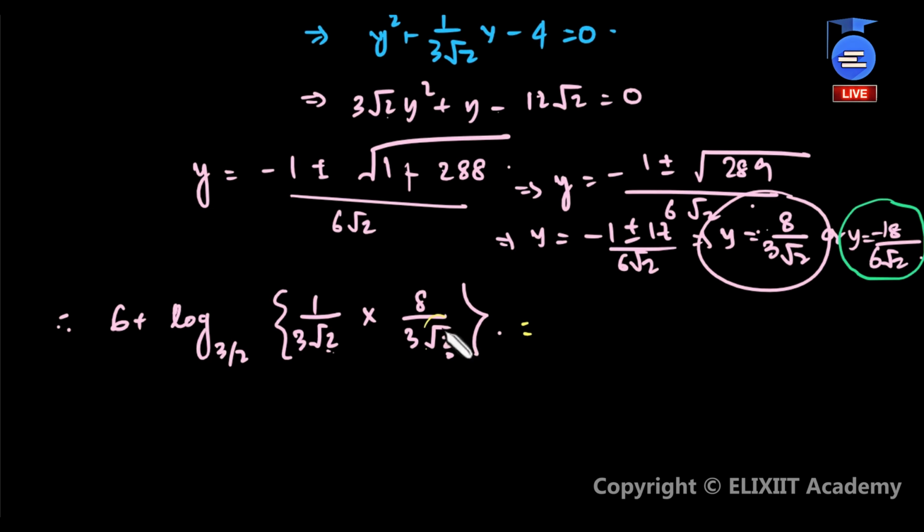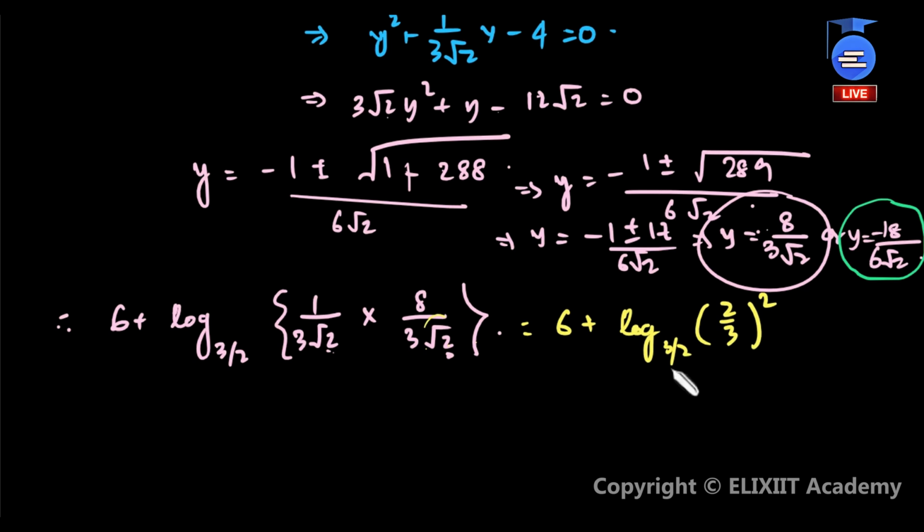Cancel out 2 into 2. Root 2 into root 2 is basically 2, and this will cancel out with 4. So this thing will become 6 plus log base 3 by 2, of 2 by 3 whole square. So this will become 6 plus log of 2 by 3 whole square, base 3 by 2.